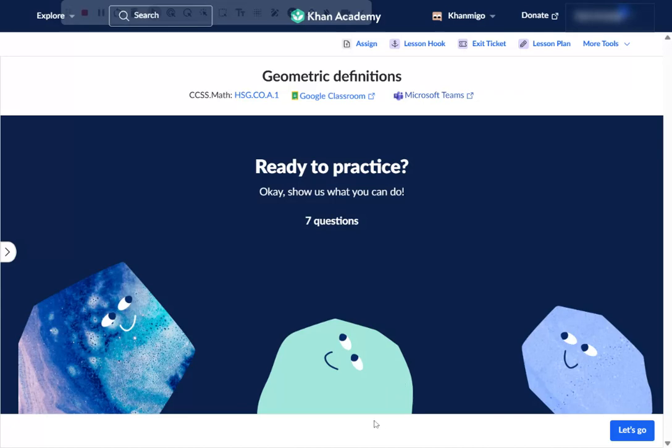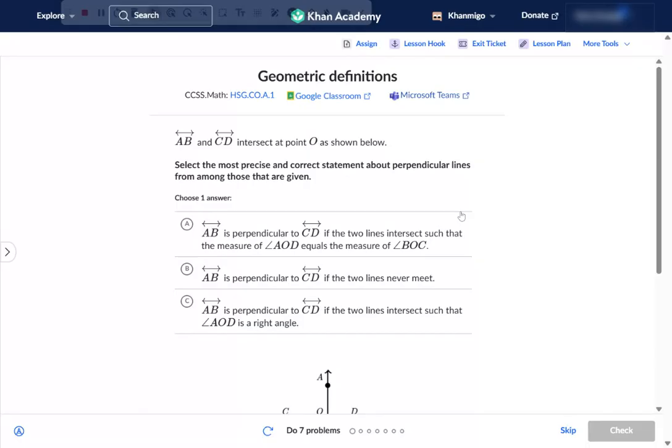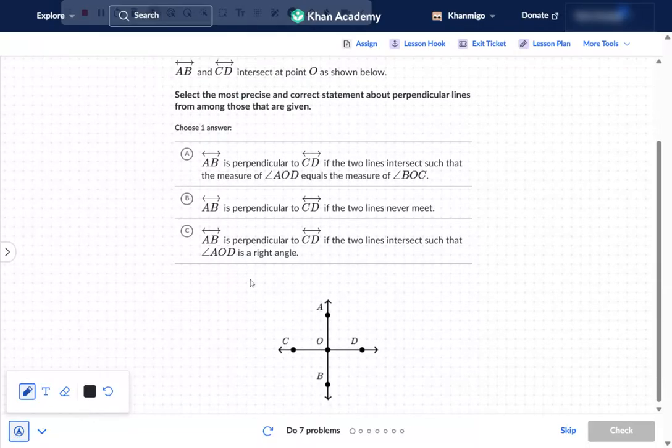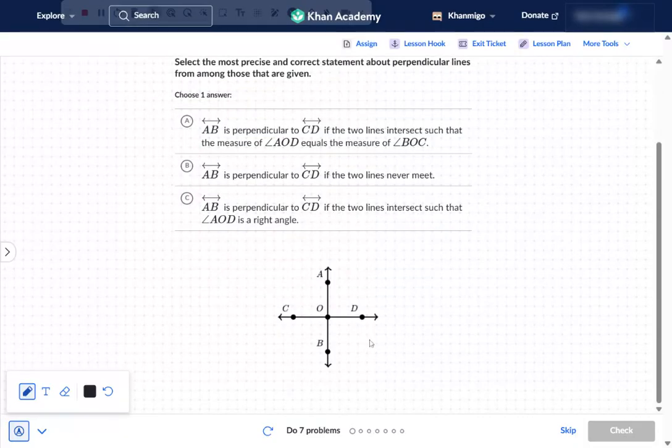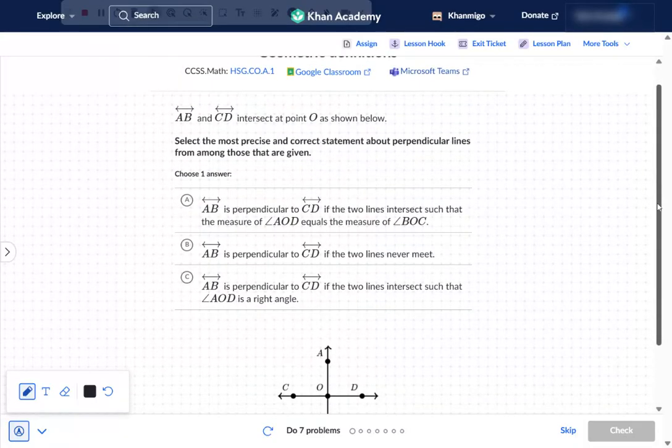Hey guys, we're looking at our 3.2 homework, geometric definitions, in Khan Academy. All right, so I'm going to get my draw tool at the ready. So we've got a figure down here, and let's see what's going on.